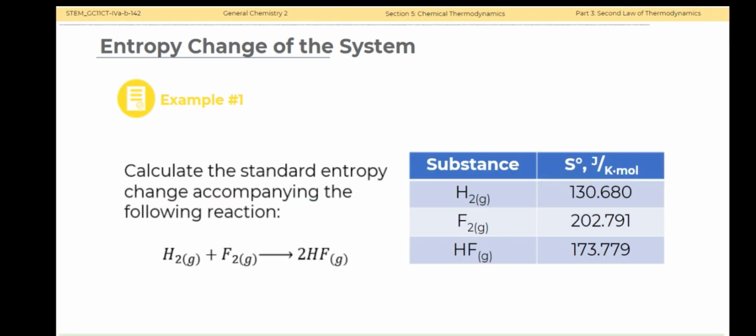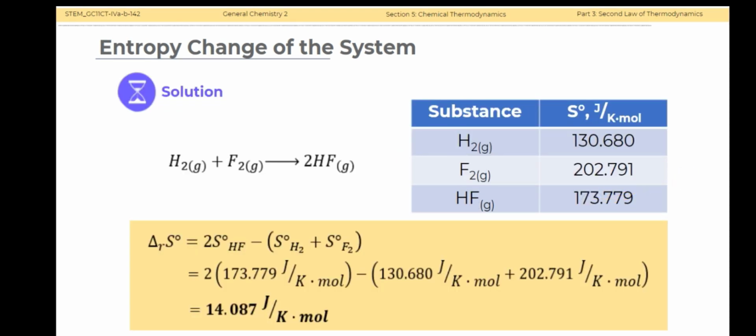Example number 1. Calculate the standard entropy change accompanying the following reaction. Solution. The standard entropy of the reaction is twice the standard entropy of hydrogen fluoride less the sum of standard entropies of hydrogen and fluorine. Substituting the given values, we obtain a standard entropy of reaction of 14.087 joules per Kelvin mole.